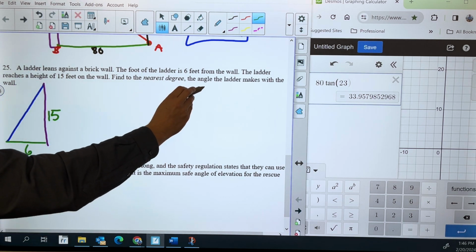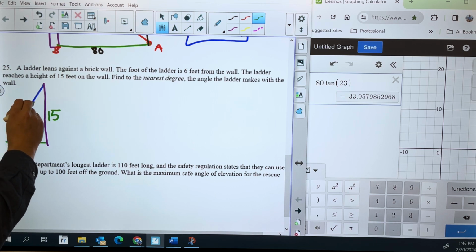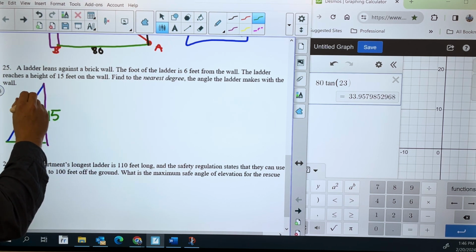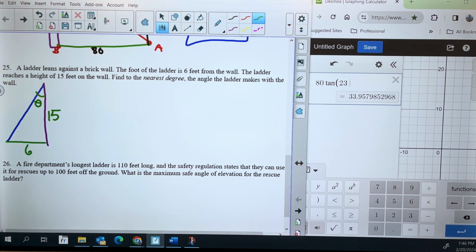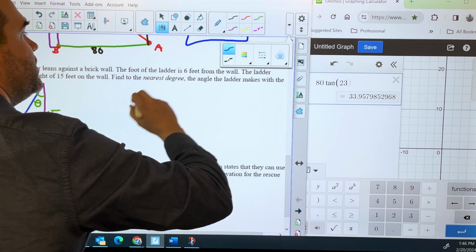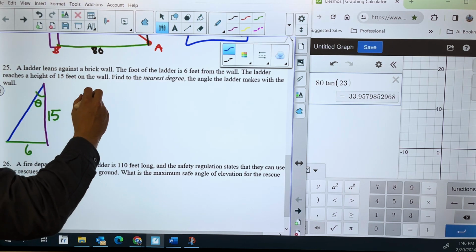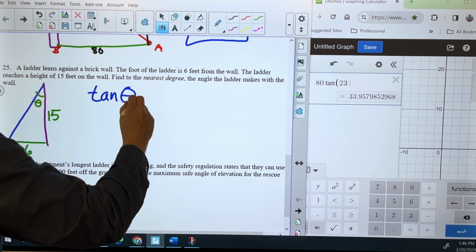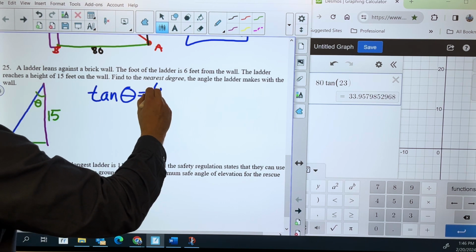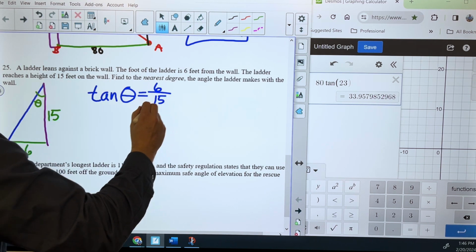And we want the degree, the angle with the wall. The angle the ladder makes with the wall, that's going to be this angle right here. I'm going to call that theta, which again is like my x for angles. If that's my focus, opposite adjacent, we've got another tangent problem. Tangent seems to be a favorite for word problems. Tangent of theta is equal to opposite, 6 over adjacent, 15.